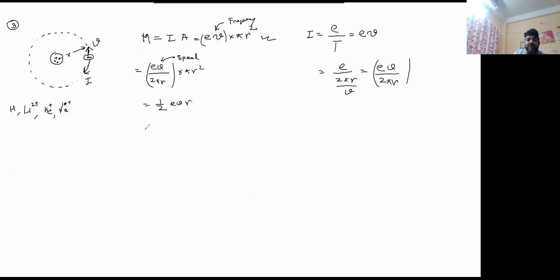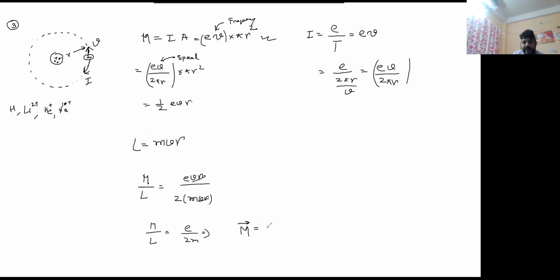So that means if m is my magnetic moment, what about my angular momentum? Angular momentum is m v r. So I can compare magnetic moment by angular momentum, that is e v r by 2 m v r. v r cancel. So my magnetic moment by angular momentum is e by 2m, which means my magnetic moment is negative e by 2m times angular momentum. Try to understand that one.